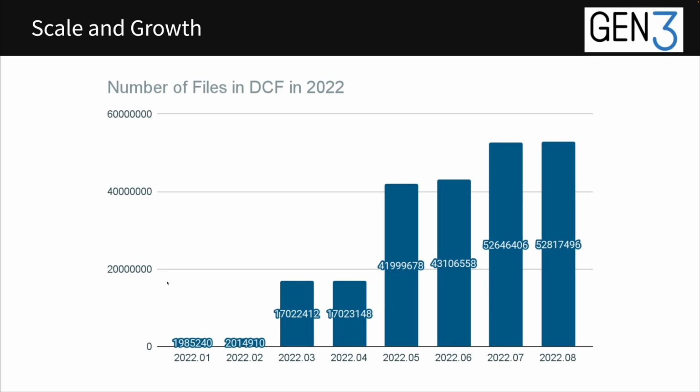Looking at our stats, we can see that the data in the Data Commons framework has increased from 19 million in January 2022 to 52 million in August of 2022. And it's still growing at a fast rate. I will be showing some significant scaling changes we've made to the Data Commons framework services to make data available to researchers as soon as they've been released.